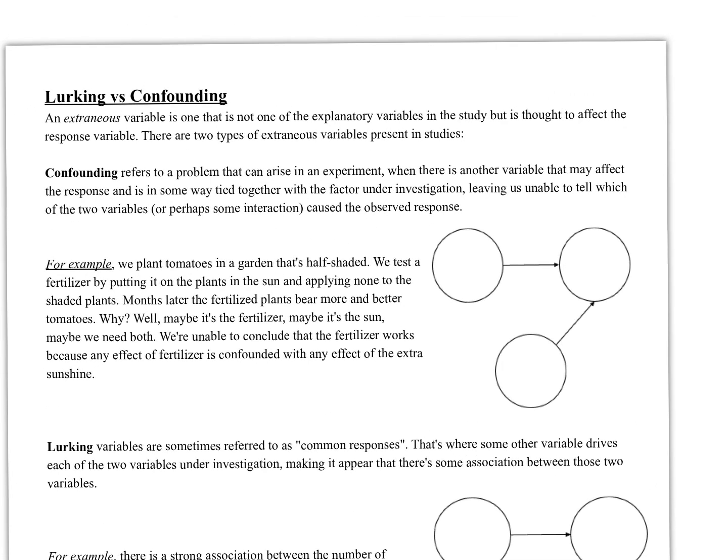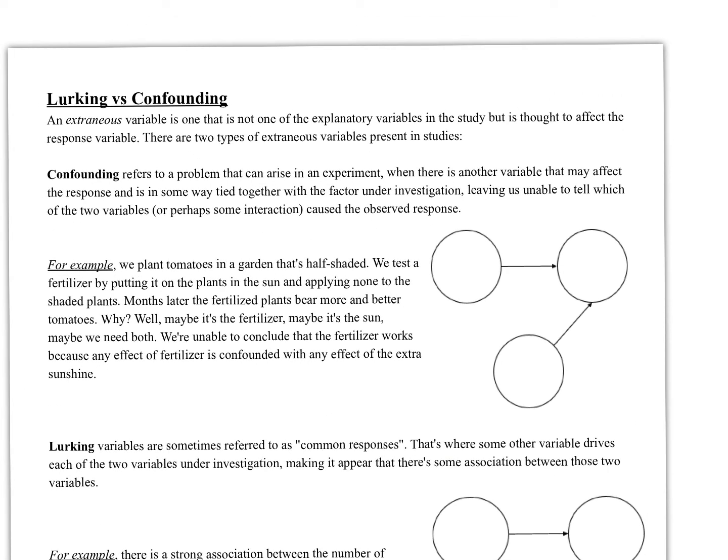So now we're going to talk about lurking and confounding variables. So an extraneous variable is one that is not one of the explanatory variables in the study, but is thought to affect the response variable. So there's 2 types. The first one is confounding. That refers to a problem that can arise in an experiment when there is another variable that may affect the response and is in some way tied together with the factor under investigation, leaving us unable to tell which of the 2 variables, or perhaps some interaction, caused the observed response.